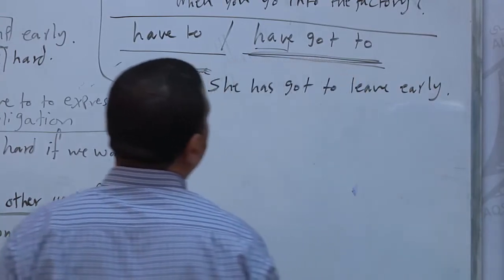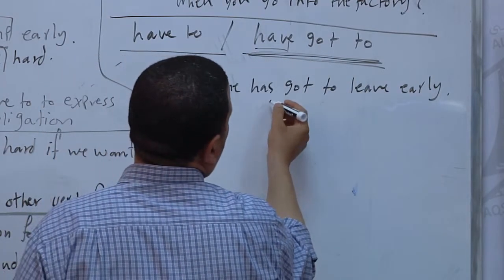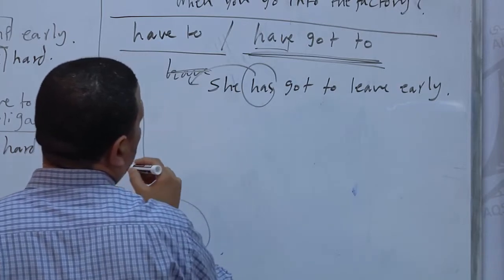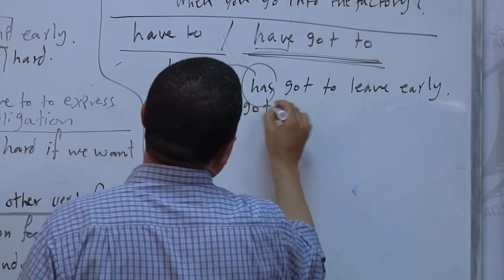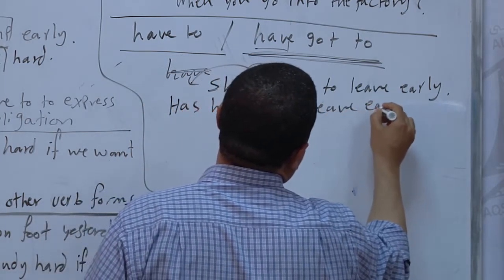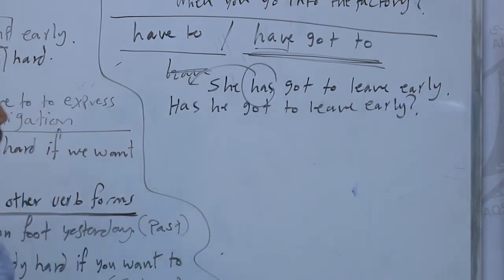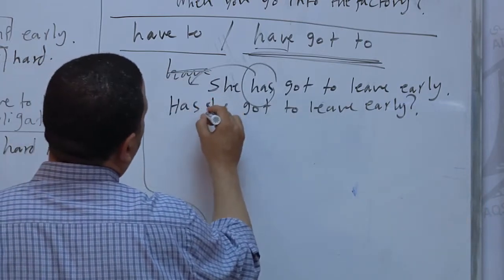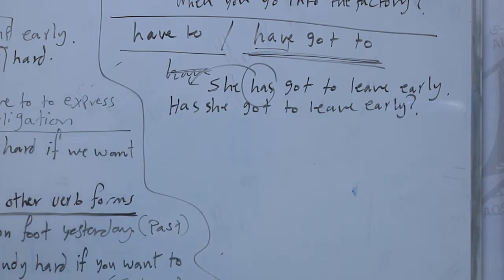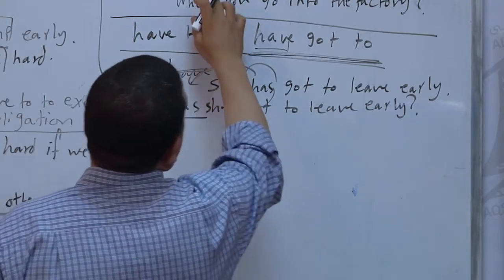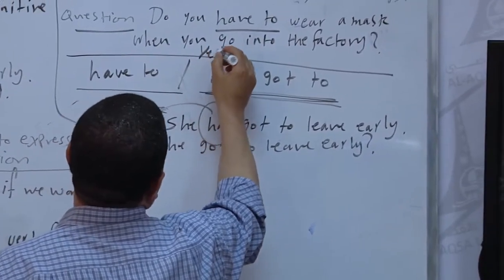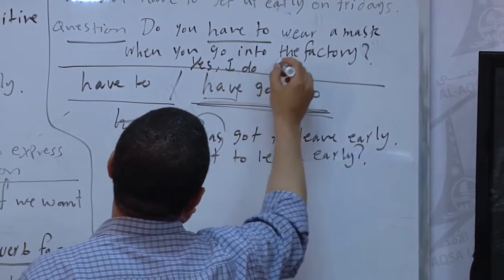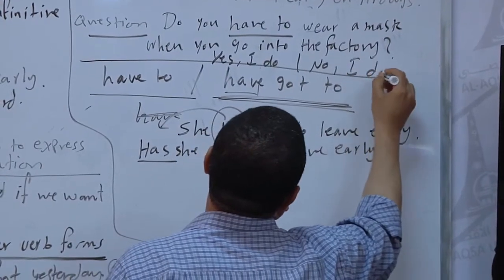She has got to leave early. As for the question, we put has at the beginning, and that's why it is: has she got to leave early? This is the question. Yes, she has, or no. For this one, do you have to wear a mask? Yes, I do. No, I don't.